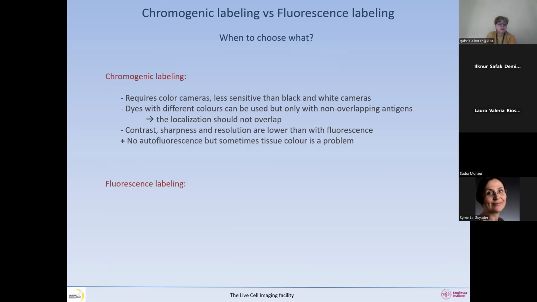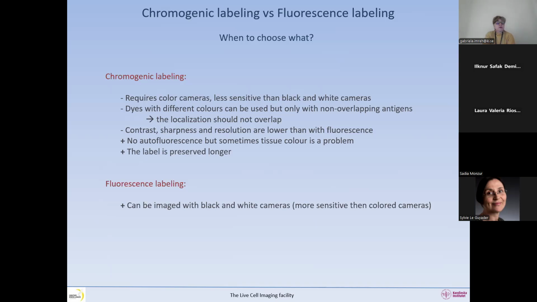But the good thing about it is that we don't have to bother about autofluorescence because we won't see it. But sometimes the tissue can show some color, especially if the fixation was performed with very old fixatives or glutaraldehyde. Another positive aspect of chromogenic labeling is that the labels are preserved much longer.